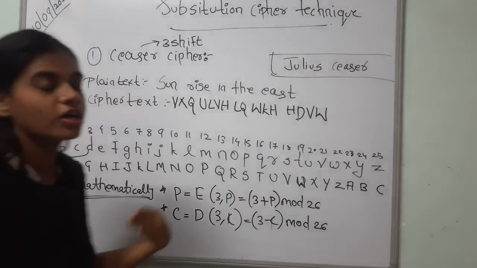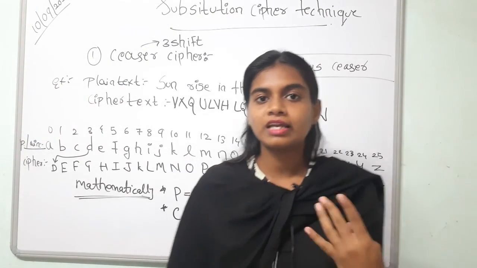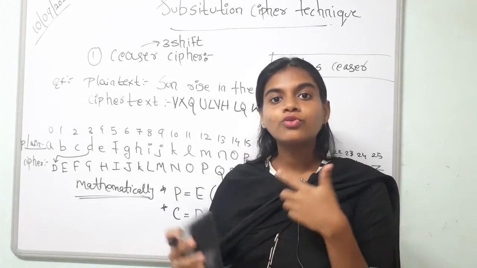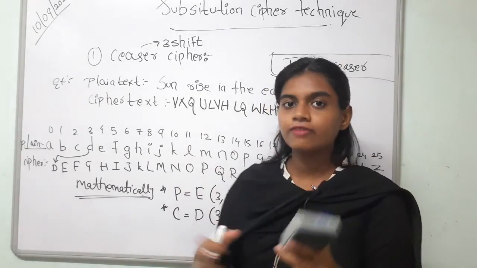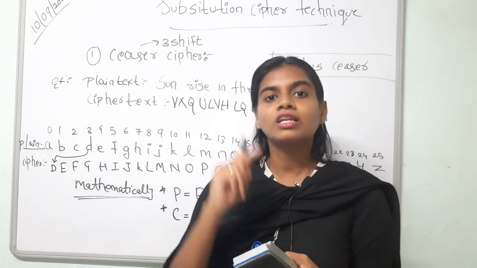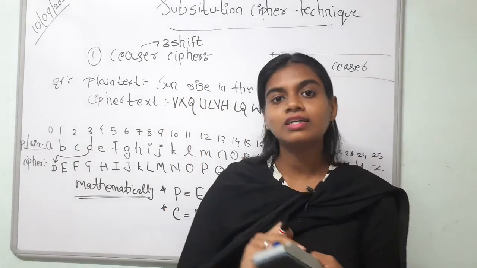Now you are going to learn further that more techniques are there. So don't get confused with all these 6 techniques. You must carefully note down how the Caesar cipher is done and that the 3 shift method is used in this technique. That is the first technique, the Caesar cipher technique.